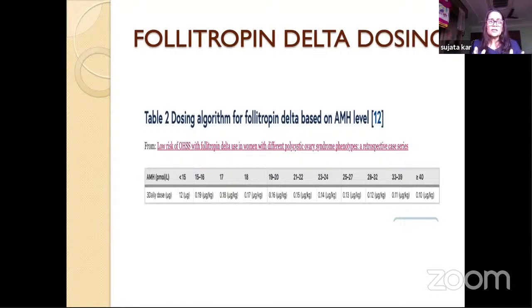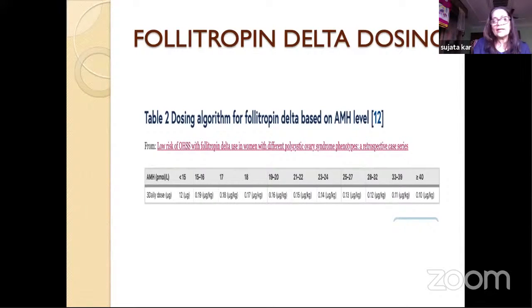Now, dosing: there is an algorithm available. It is based only on the patient weight and the AMH levels. Based on that, you dose it. Currently, we use many variables: you need patient age, you need AMH, you need AFC. Many people also use FSH. So you need at least these 4 or 5 variables to individualize your stimulation for the patient.